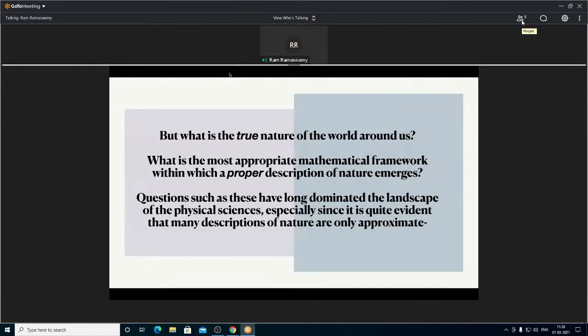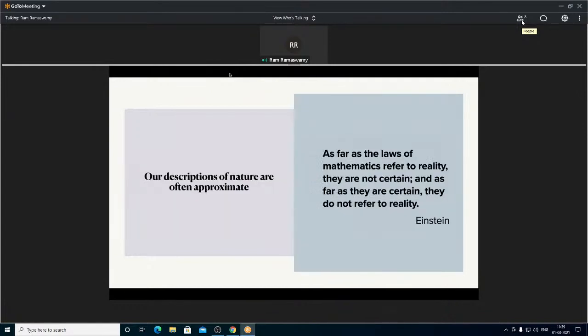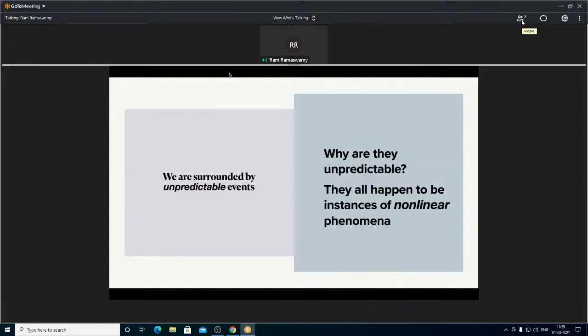But still, what is the best way of describing the world around us? And as Einstein put it, Einstein pointed out to us that our descriptions of nature are only approximate most often. So he said that as far as the laws of mathematics refer to reality, they're not certain. And as far as they are certain, they do not refer to reality. So the simpler, elegant descriptions that we are so hung up on may not be very, very accurate.